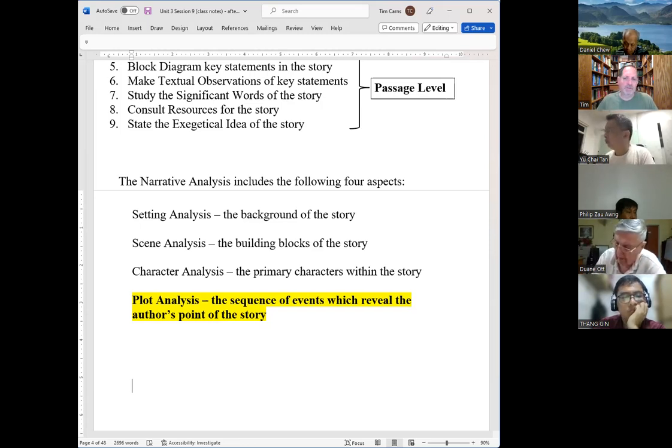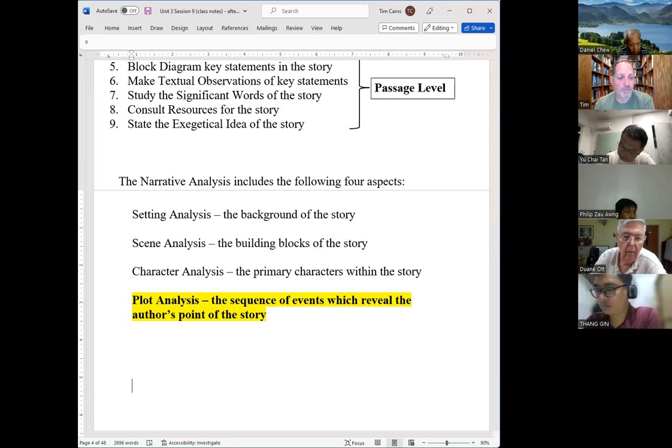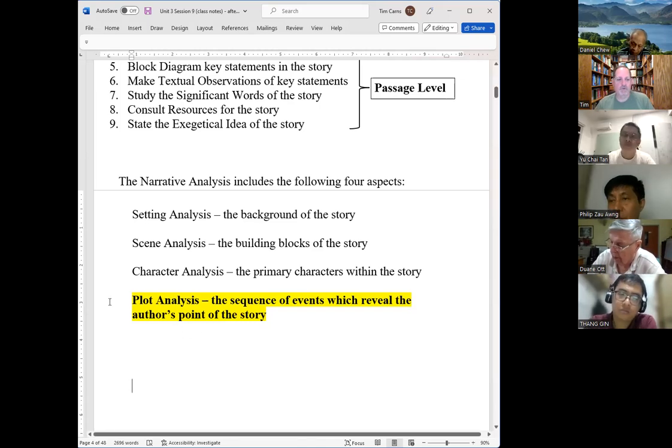And then there are other characters in the story that are just part of the story that may not have a significant role, but they're just part of the events that took place within the story. So we've spent time, many sessions before, just looking at those three parts: the setting, the scene, and the characters. Today, I'd like to introduce the fourth and really the part of narrative analysis that brings everything together as far as studying the story, and that's the plot. That's the plot of the story.